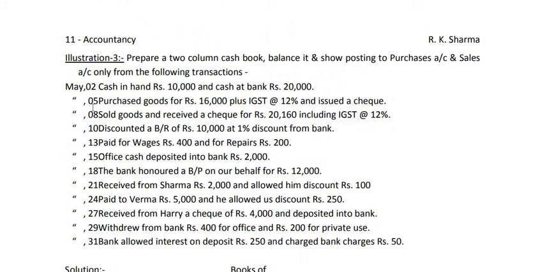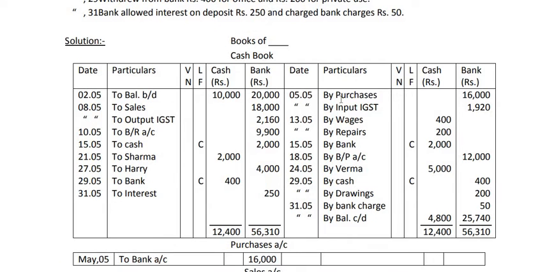Then on 5th May, purchased goods for 16,000 plus IGST 12% and issued a check. Here we are purchasing goods by issuing a check. So the entry will be purchases account debit, input IGST account debit, to bank. So they will come in the bank column on the credit side. Purchase will be 16,000 and input IGST will be 12% of 16,000. 12% of 16,000 is 1,920. So see, by purchases 16,000 and by input IGST 1,920. Both are shown in the bank column because for both of them a check was issued. Okay, on 5th of May both.